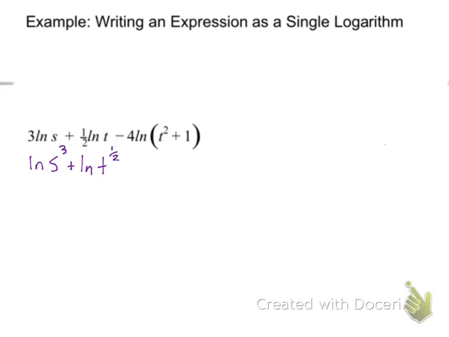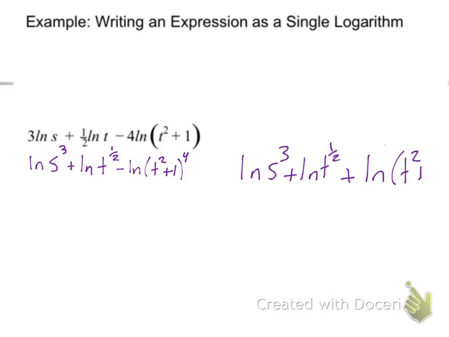Now, this is where you have options. One option is to keep the negative there and just bring a 4. Okay? The other option is going to be natural log of s cubed plus natural log of t to the 1/2. And then instead, I'm going to take the negative 4 and bring it up. Do you think there's going to be a difference in the end? There will not be a difference in the end. So, we now have it, so it's all the same log base being added or subtracted.